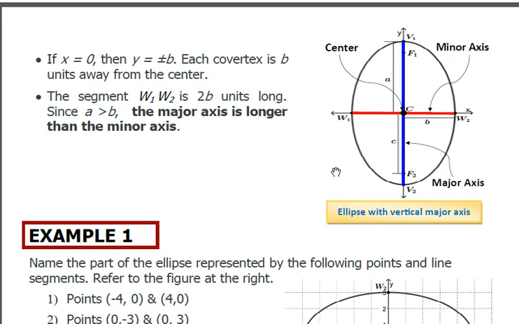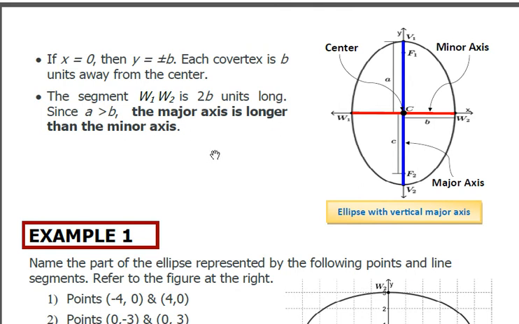Now, if x is 0, then the coordinates of y are positive and negative b. Each co-vertex is b units away from the center. Take note, segment W1W2 is 2b units long, since a is greater than b. The major axis is longer than the minor axis.